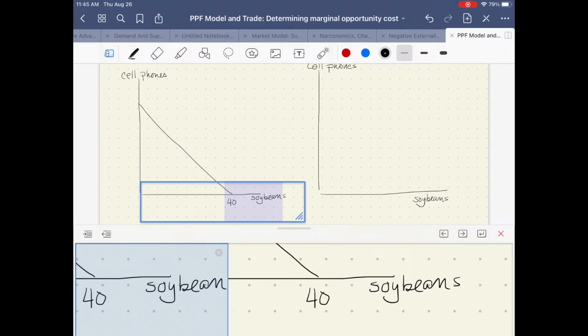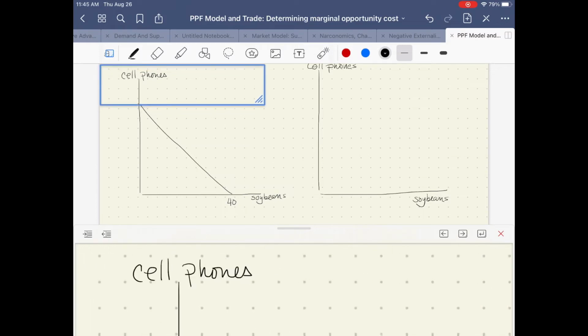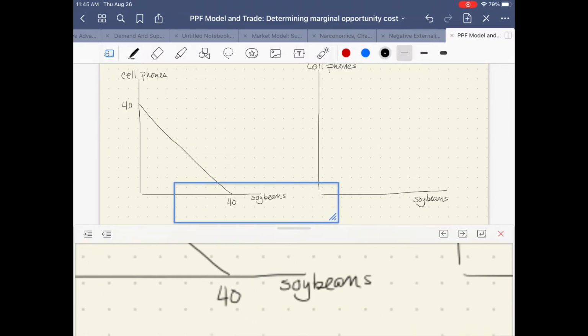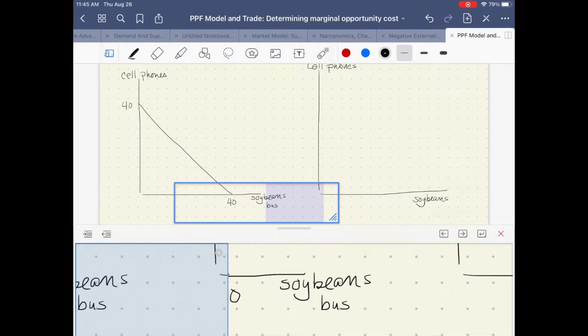So first we'll identify the maximum amount of soybean and cell phone production in the U.S. If the U.S. used all of its resources for soybeans, they could produce 40 bushels of soybeans. If they gave up all 40 bushels of soybeans, they could produce 40 cell phones.